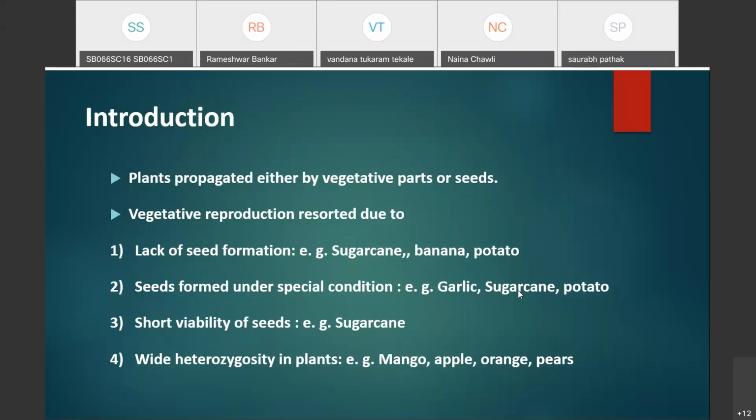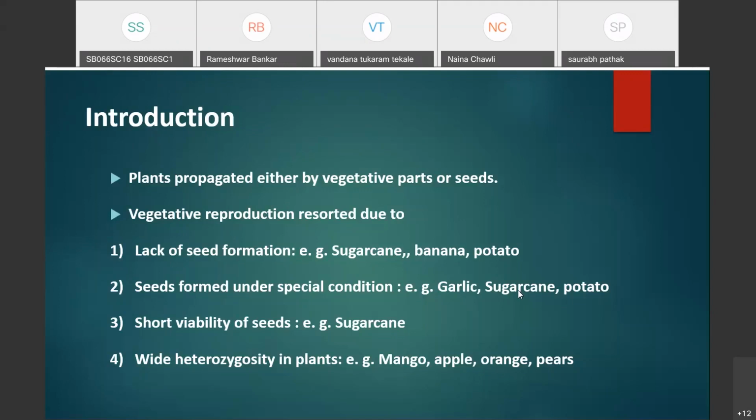Which is resulting in poor production, and therefore these plants are propagated by vegetative means to avoid the ill effects of segregation and recombination. To avoid the ill effects of segregation and recombination, these plants are propagated by the vegetative parts. Both segregation and recombination are the inevitable consequences of sexual reproduction, and that's why to maintain the purity of the race, these plants are propagated by the vegetative parts. That is all about why these plants are propagated by the vegetative parts.